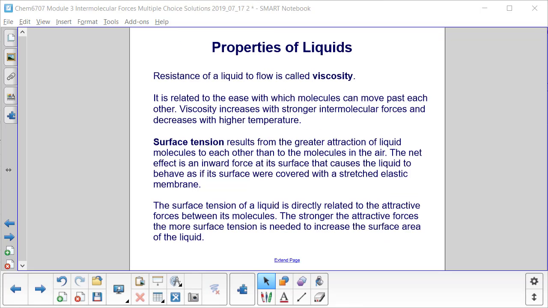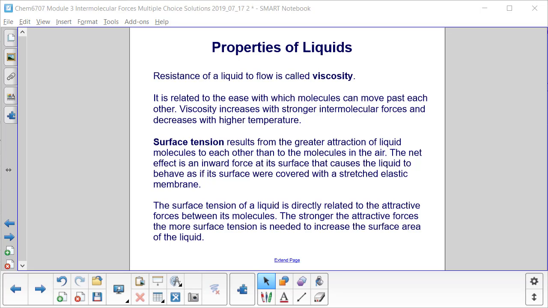All right, let's talk about how these intermolecular forces affect the properties of liquids. We'll start with viscosity. Viscosity is the resistance of a liquid to flow. It's related to the ease with which molecules can move past each other. Viscosity increases with stronger intermolecular forces. So the stronger the intermolecular forces, the more a liquid resists flowing, and viscosity decreases with higher temperature.